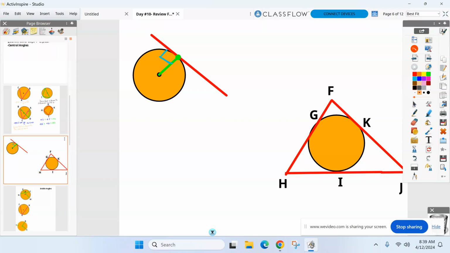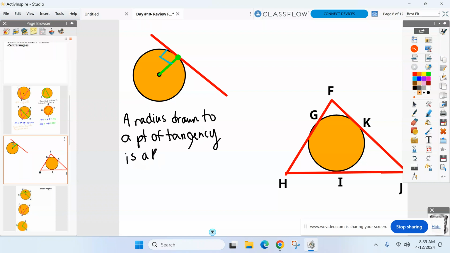Lauren, going back to you, what's that green line? Radius. Yep, here we go. Radius drawn to, what's that green point called, Lauren? Good. Perfect. Radius drawn to point of tangency is a right angle. Good job. Let's keep going.